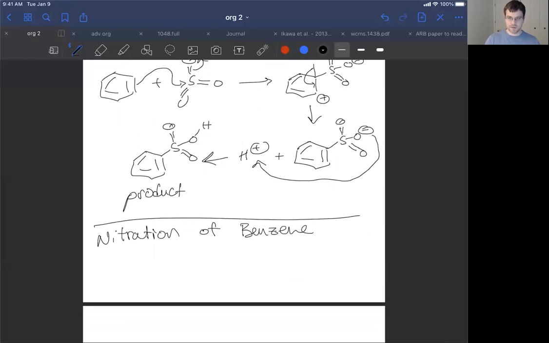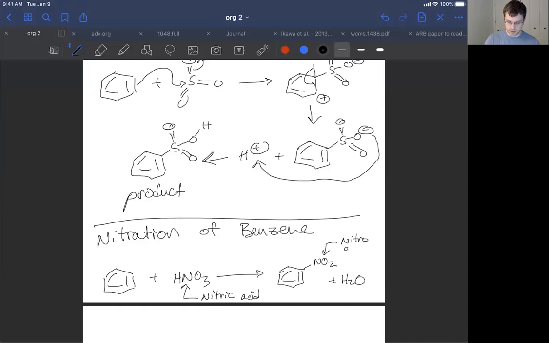So in the nitration of benzene, what we do is we take our benzene and we react it with HNO3 to form a nitrobenzene plus H2O. Now, HNO3 is nitric acid. And the NO2, this is our nitro group. That's why I was worried about naming things with the nitro group, because we can actually make them now with benzene fairly easily. Okay.